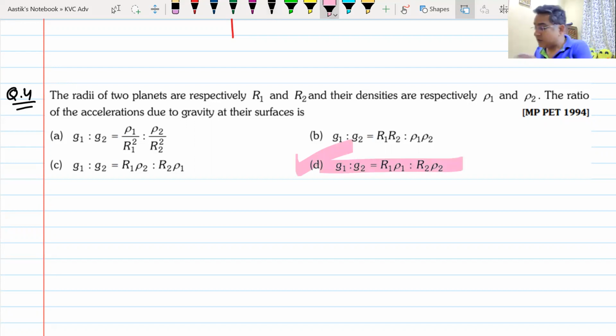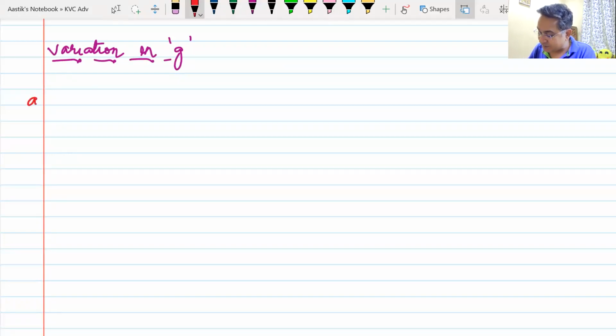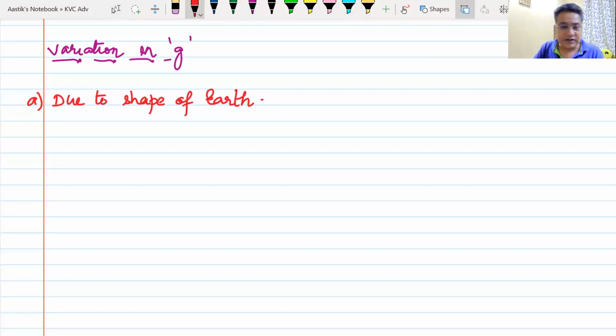Let us now move on to variation of g. How does and why does g vary? Variations in the value of g. So number one, case A here is due to the shape of earth. g varies because of the shape of earth.